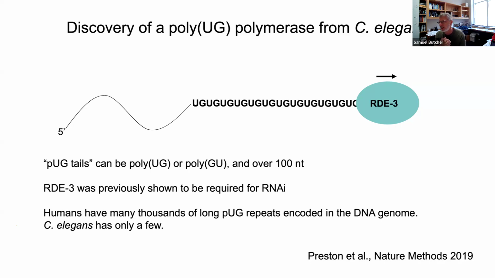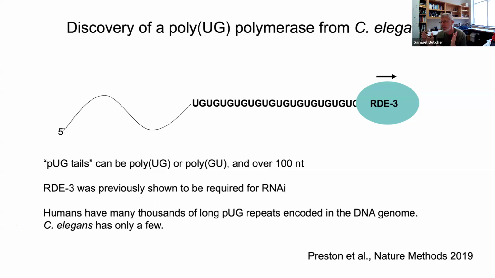This was interesting because this enzyme, RDE3, was previously shown to be required for RNA interference, which was discovered in C. elegans. RNA interference is a type of innate immunity, and humans do RNA interference too. They have a slightly modified pathway that goes through microRNAs that then get processed into siRNAs. C. elegans has a lot of the same machinery and has evolved some different activities. One of them is this PUG polymerase.